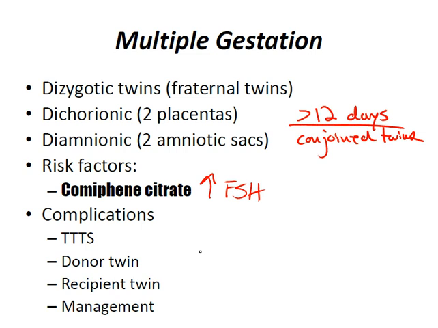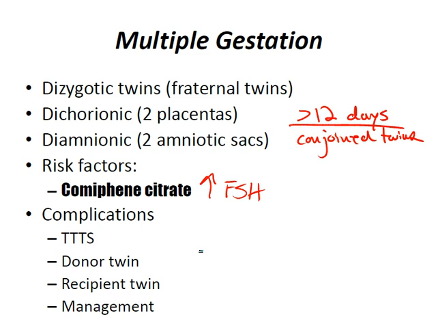And this may lead to the growth of more ovarian follicles and multiple ovulations and is responsible in part for the increasing number of twin pregnancies. The implantation of multiple embryos in vitro fertilization may lead to higher order multiples.